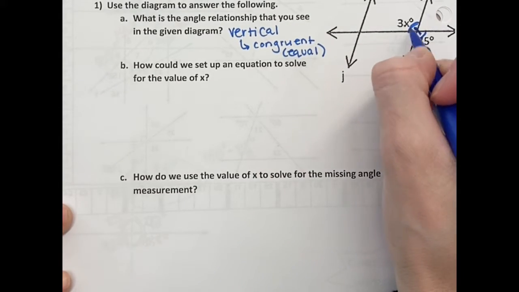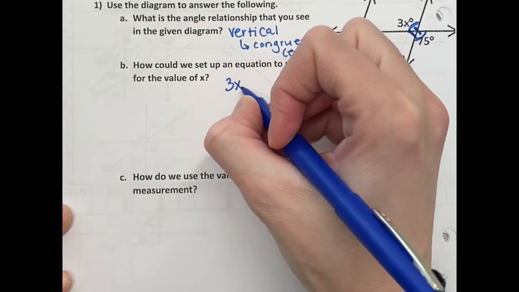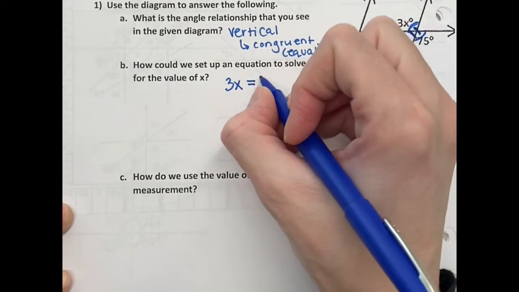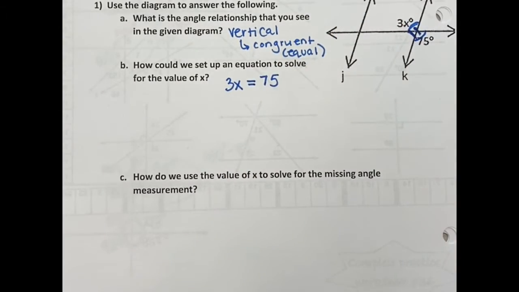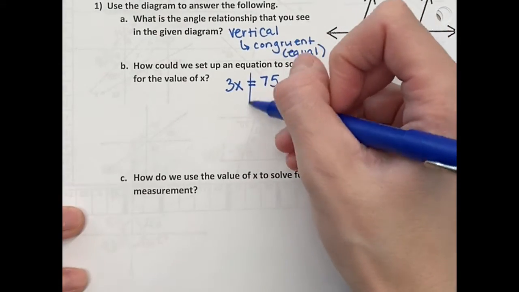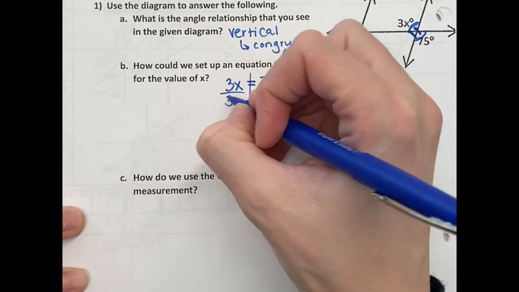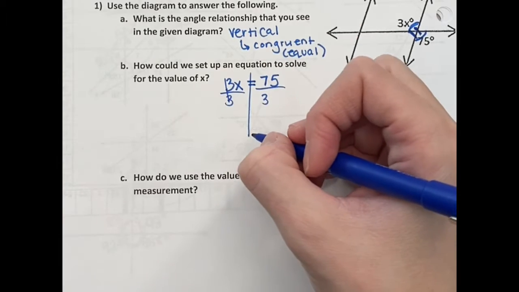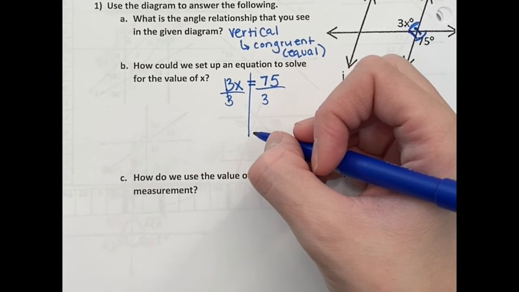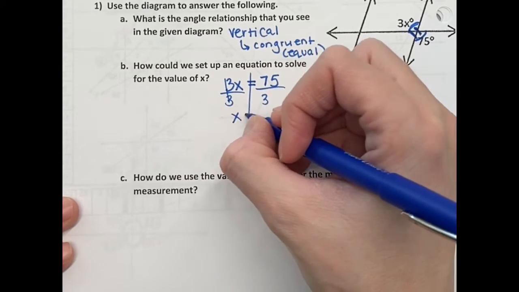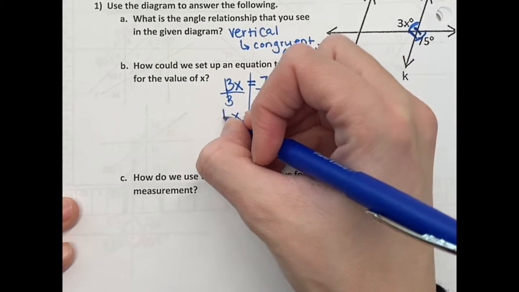Well, we basically did here. We know that the 3x needs to be equal or the same as the 75. Now let's solve for x. So here I just need to divide by 3 on each side, and I end up with x equals 25.